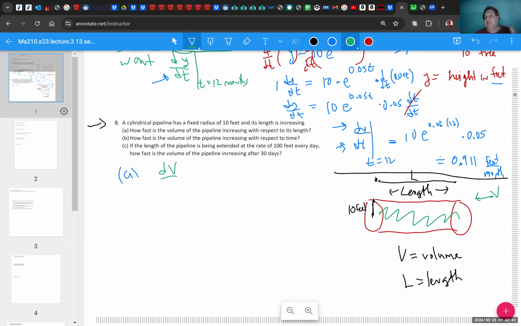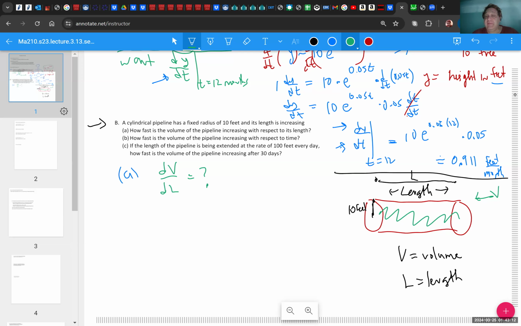And then with respect to, in other words, as its length changes, what length is L, so that's dV/dL. So we're looking for dV/dL, and it doesn't say at any particular time, it just asks for dV/dL in general. In order to find a derivative like dV/dL, we're going to have some equation with V in it. Hopefully it has an L in it too, but it's actually not even necessary. It just has to have a V in it so we can differentiate with respect to L.